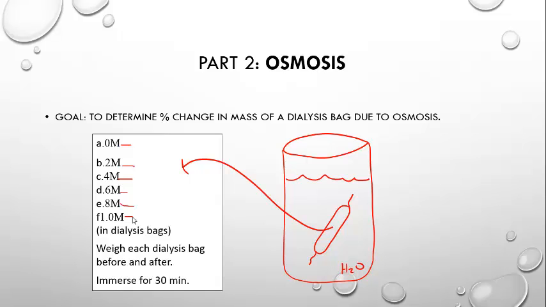You're going to weigh each bag prior to placing it in the solution. You're going to put it in the beaker of water for 30 minutes. After 30 minutes, you're going to take it out and reweigh them. After you've weighed each bag, you're going to calculate a percent change in mass, and you're going to graph this data.